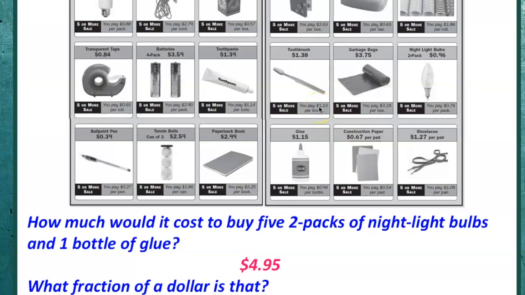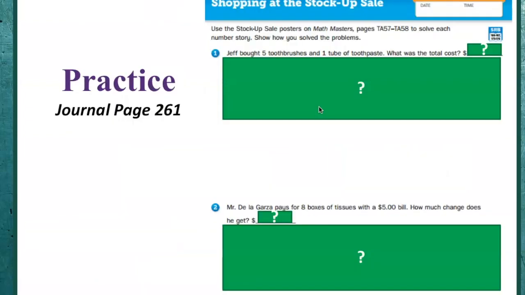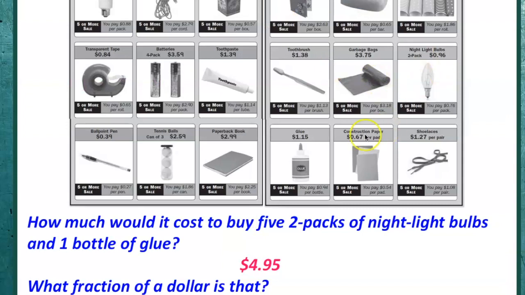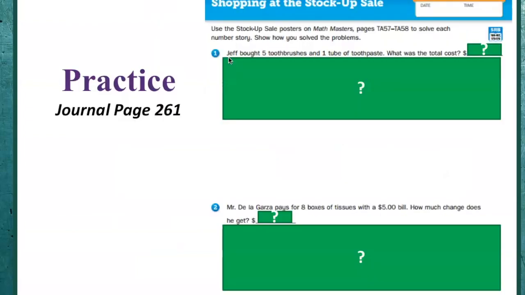$1.13. I also need to look at what was the total cost of 1 tube of toothpaste. Well, a tube of toothpaste here, remember we're only buying 1, is $1.39. So I don't have to use multiplication because I'm only having to buy 1. Now, I can set my problem up like this. Now, the answer is going to come up, but more importantly, we're going to talk about how we did it. So how did we get $7.04?